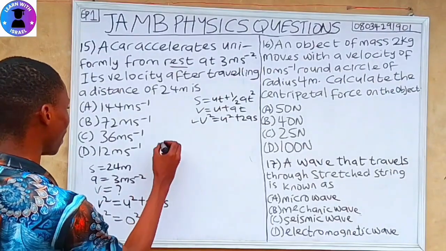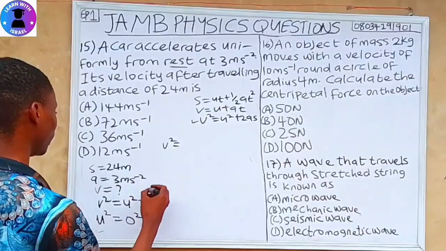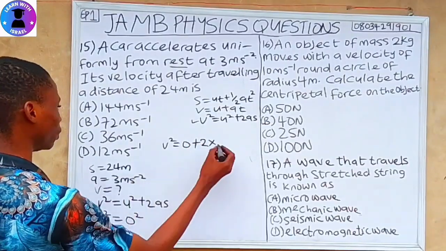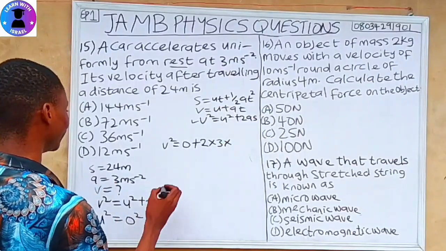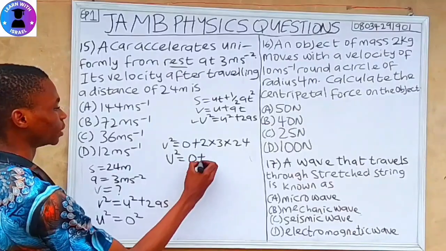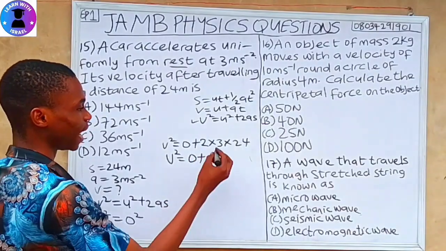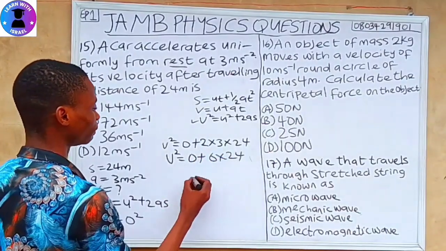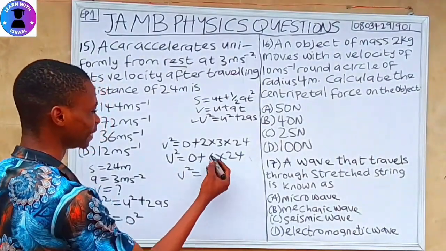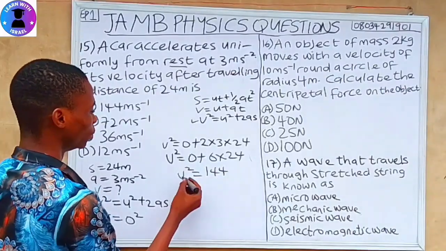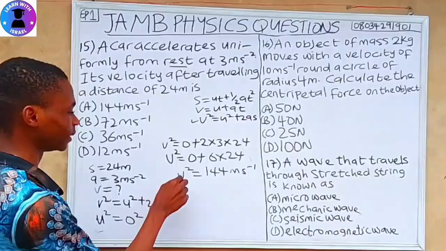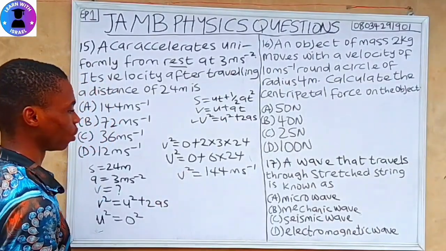So let's input it. Our v squared equals 0 plus 2 multiplied by our acceleration, which is 3, multiplied by our distance, which is 24. So v squared equals 0 plus 2 times 3 is 6, and 6 multiplied by 24 equals 144. You need to know all this simple arithmetic. The unit is meters per second, but you can't stop there. You can't leave velocity with the square. So what do we do next?